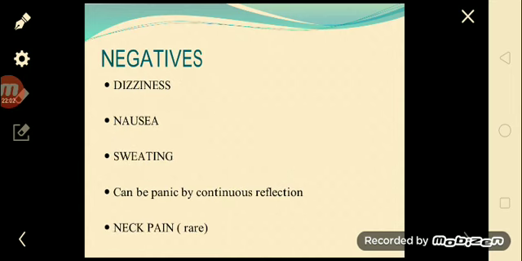What are the negatives in mirror therapy? There is dizziness, nausea, sweating, and the patient can be panicked by continuous reflection, and neck pain. Neck pain is a very rare condition if the person is too weak.